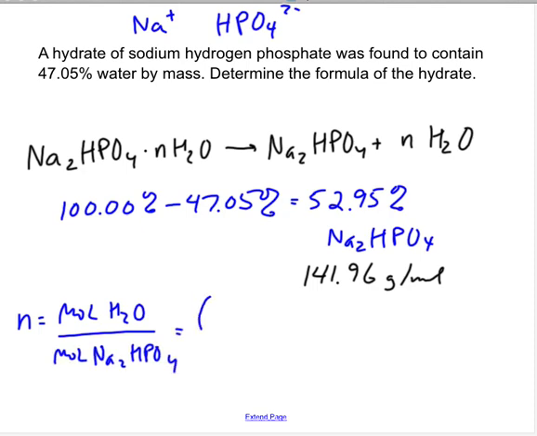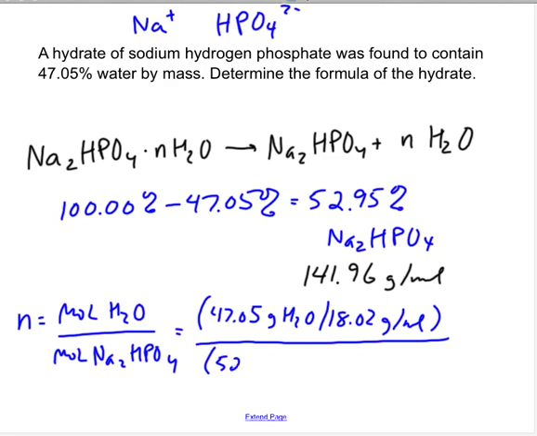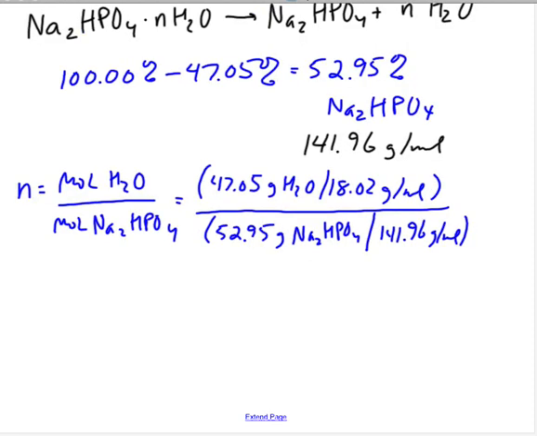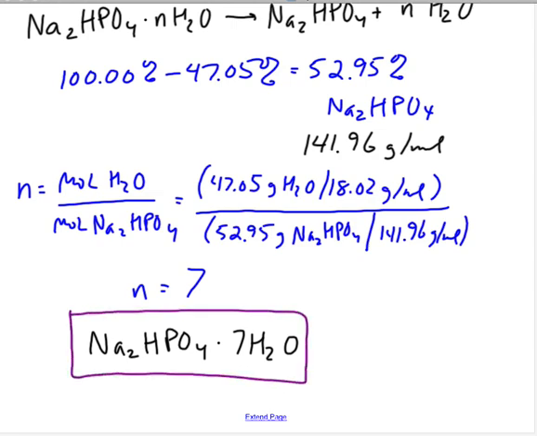I can simply, for the numerator, take my 47.05 grams of water, divide by the molar mass of water. In the denominator, I'll take my 52.95 grams of sodium hydrogen phosphate, divide that by 141.96 grams per mole. You can do that on your calculator in a single step, and what you get is N is simply equal to 7. So the final formula is sodium hydrogen phosphate dot 7H2O, or as we would say, sodium hydrogen phosphate heptahydrate. So there you have it.